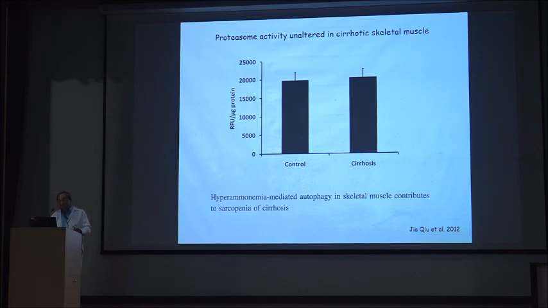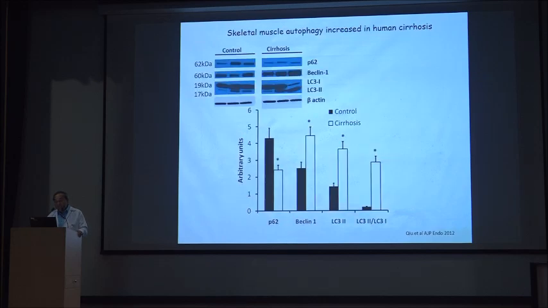Proteasome activity is unaltered in cirrhotic skeletal muscle. This is seen in hyperammonemia-mediated autophagy in skeletal muscle, which contributes to the sarcopenia of cirrhosis. As far as autophagy genes are concerned, beclin and LC3 are upregulated.